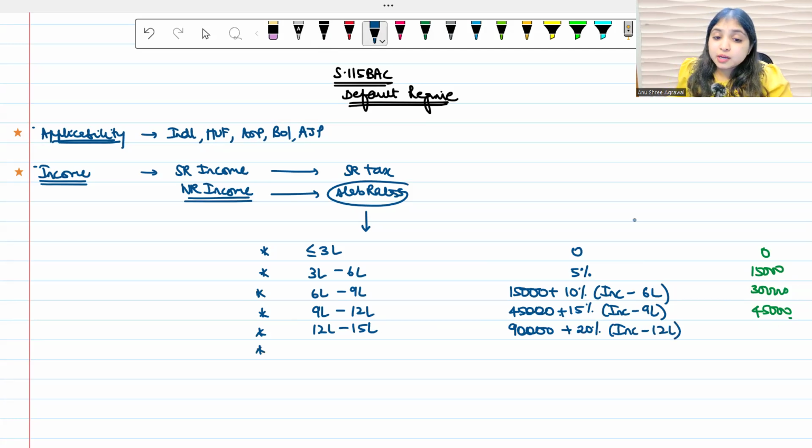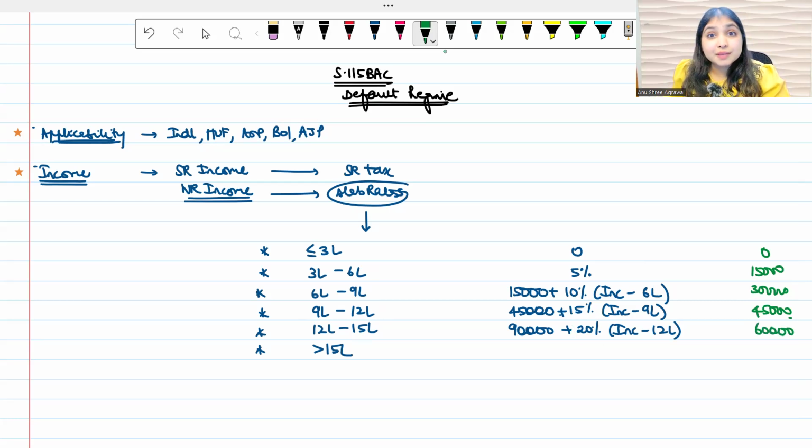Then if your income is more than 15 lakhs, then in that case, up to 3 lakh, you'll have to pay no tax. 3 lakh to 6 lakh, you have 3 lakhs in between, on this 5% will be 15,000. Then 6 lakh to 9 lakh, in between you have 3 lakhs income, on the 10% is going to be 30,000. 9 lakh to 12 lakh, again you have 3 lakh income, on that 15% is going to be 45,000. 12 lakh to 15 lakh, again you have 3 lakh, on that 20% is going to be 60,000.